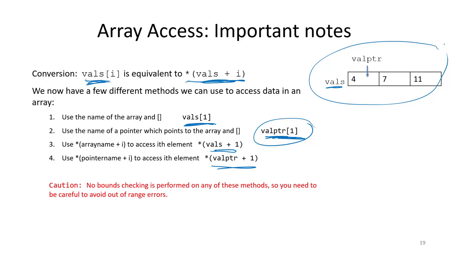Make sure you remember that no matter which of these four methods you use, you will not be able to check whether or not you're within range of the vals array. So be careful to avoid out-of-range errors, and make sure you stay within the bounds of the array. You don't want to accidentally step outside the size of your array because you might end up messing up someone else's memory.